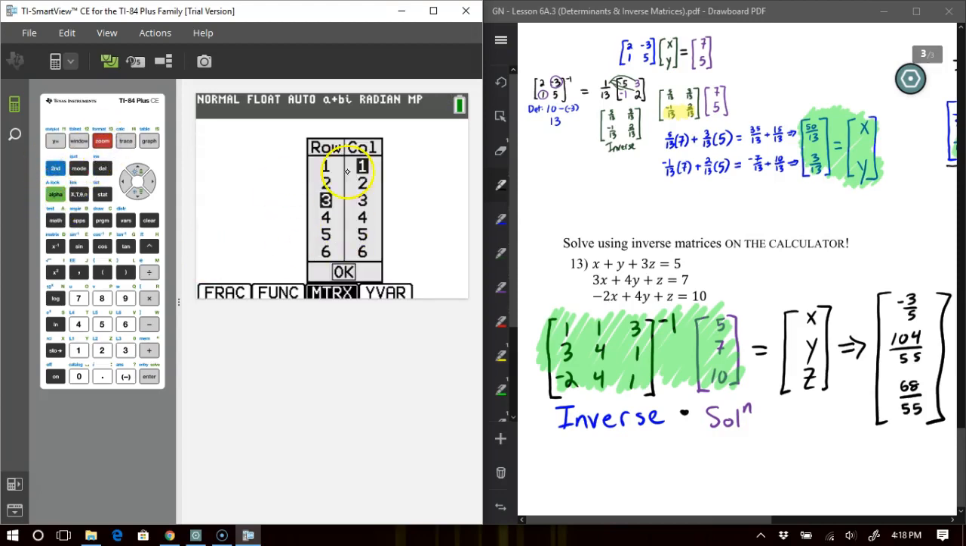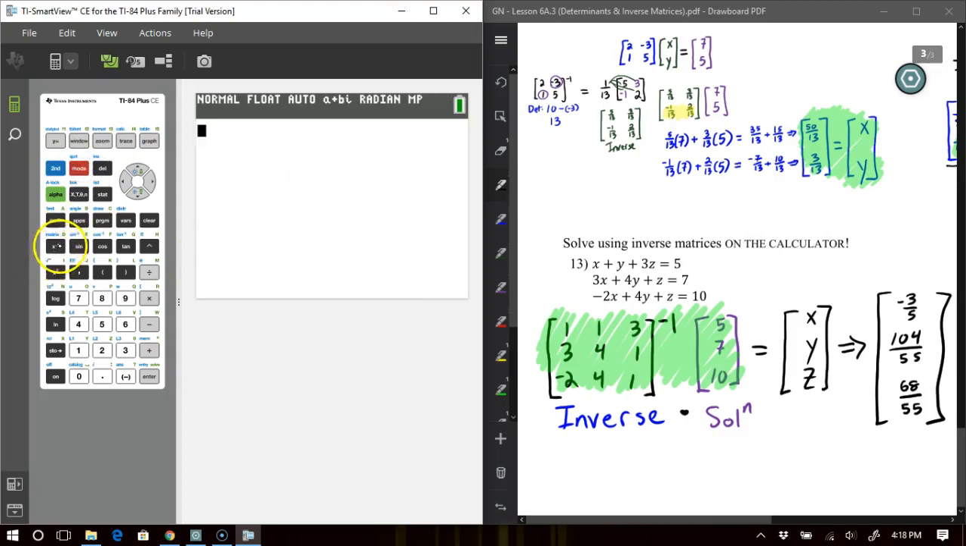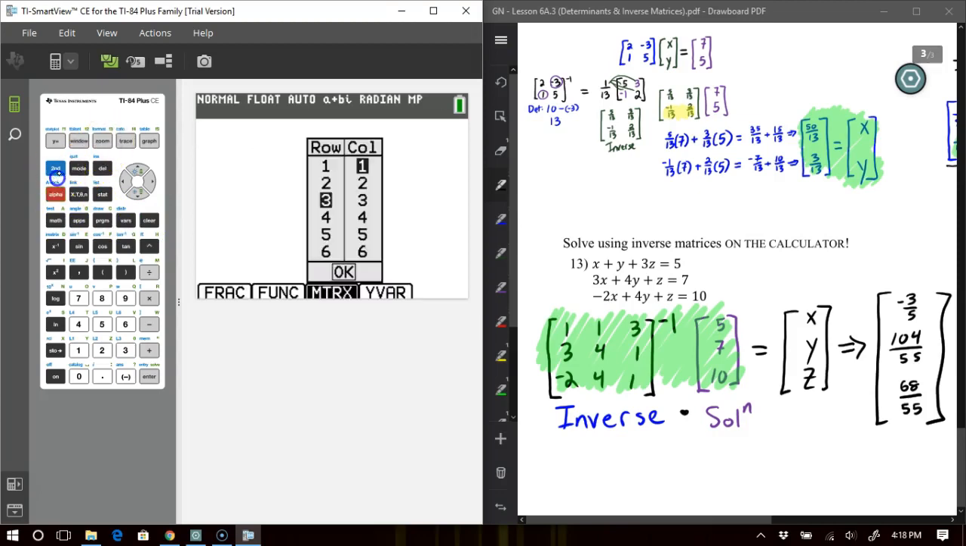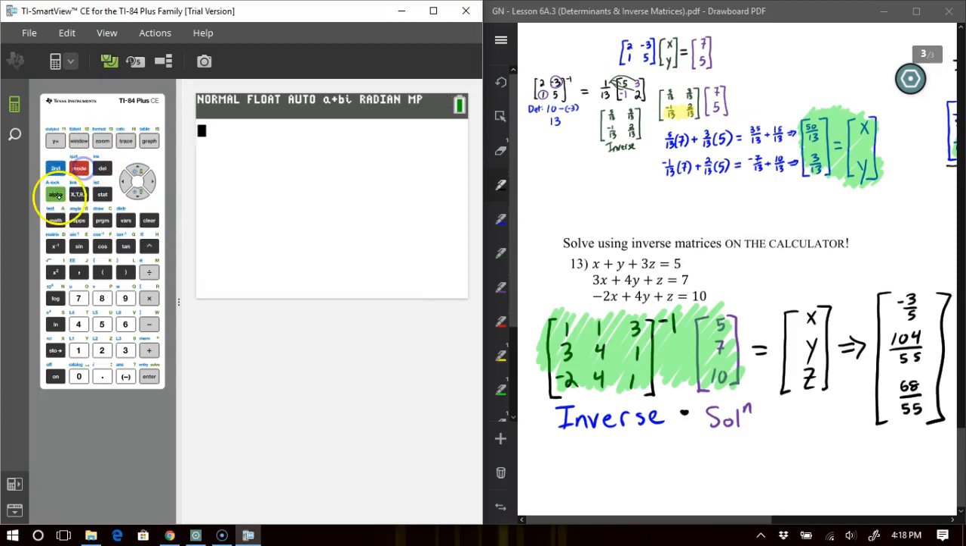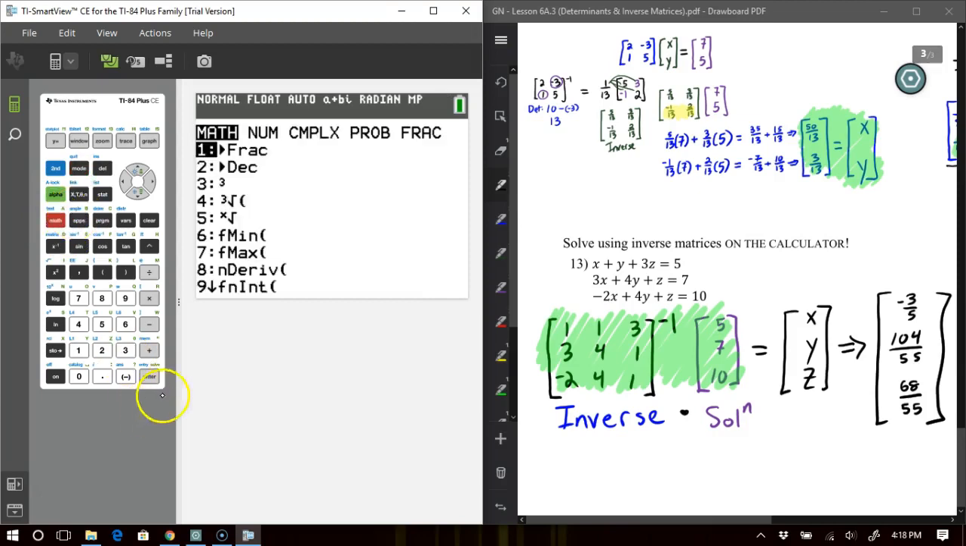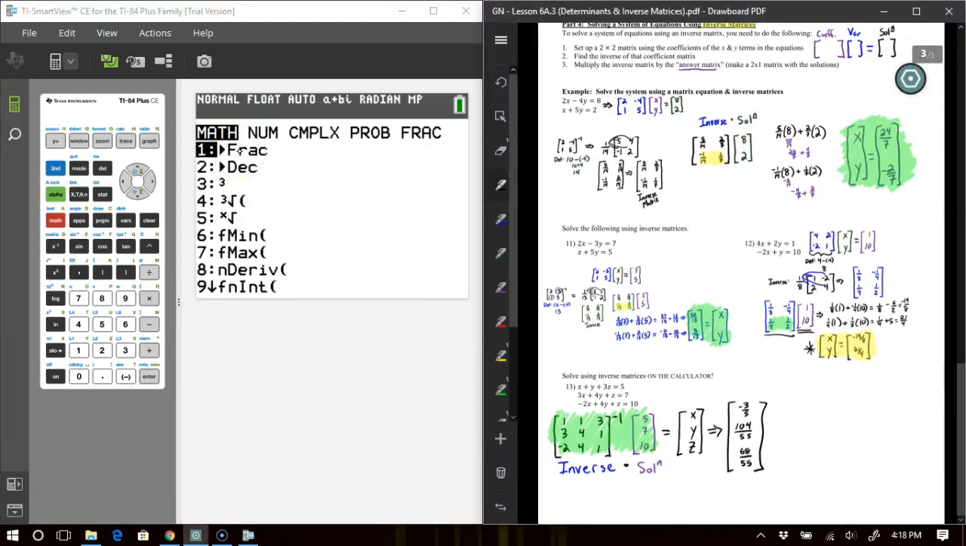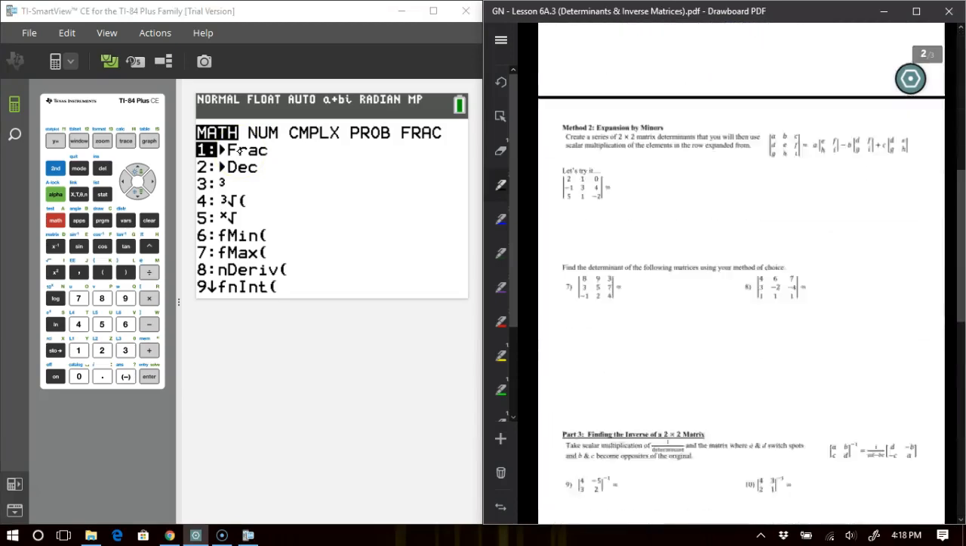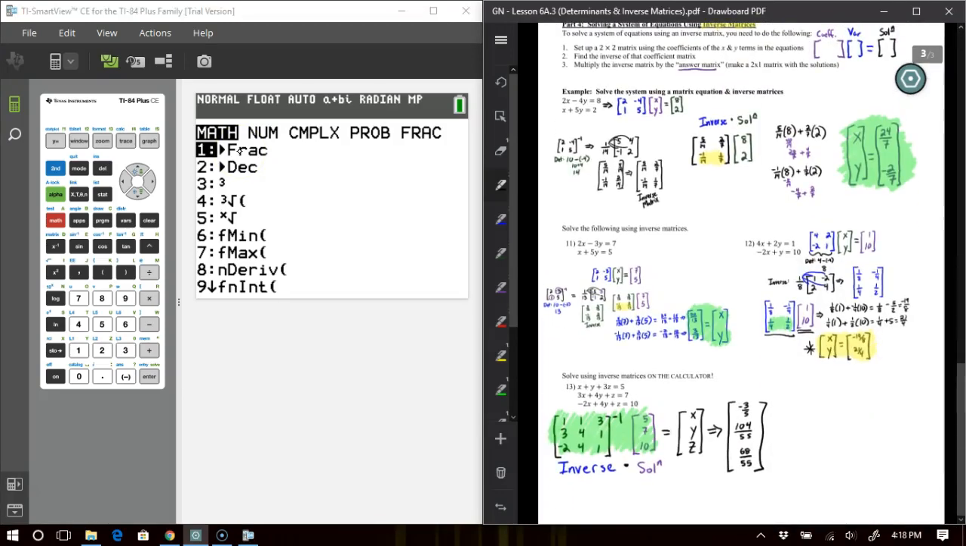Alpha Zoom, pick your dimensions, negative first power, there's your inverse, alpha zoom, pick the dimensions, and again, so many times we have dealt with fractions, I always put math fraction at the end. So that's all for this lesson. We've dealt with everything else before with the matrices, and we move on.